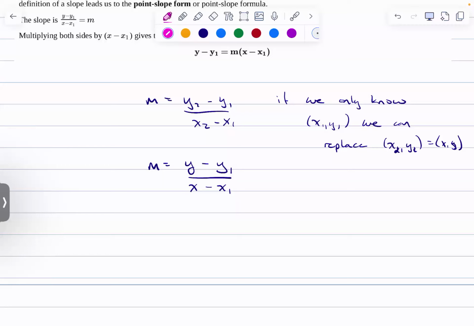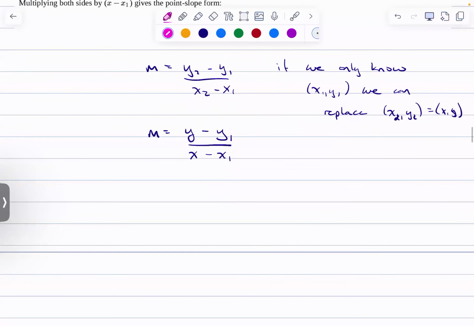What I can do is multiply this x minus x1 over onto the m. Now, I'm not just going to do that. I want to show you why we can do that. I'm going to multiply by a convenient value of 1, right? We know if I take 3 times 1, it becomes 3. Anything multiplied by 1 is just itself, and so I'm going to rely on that property.